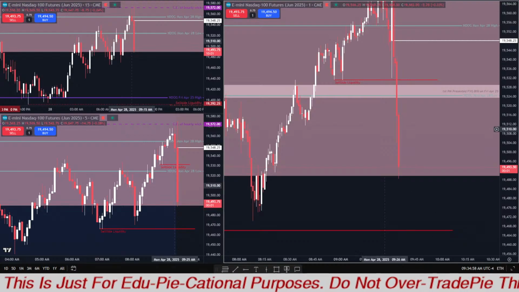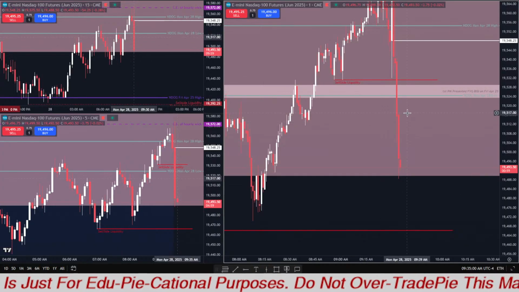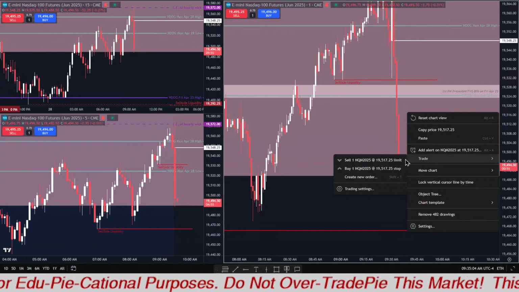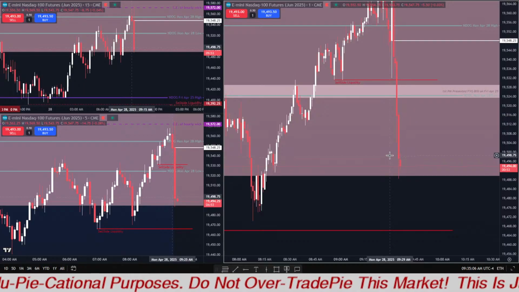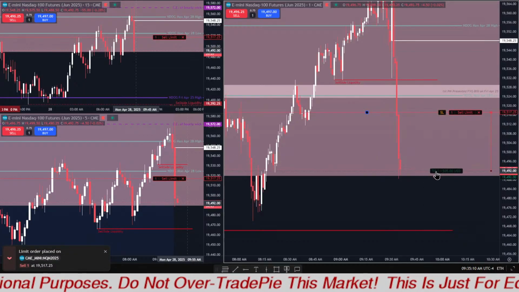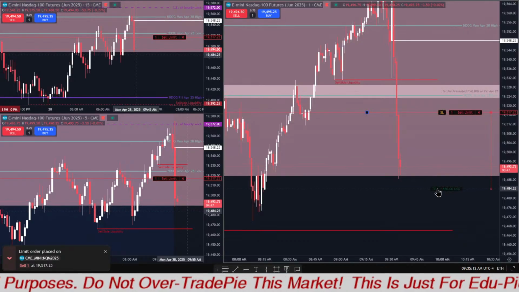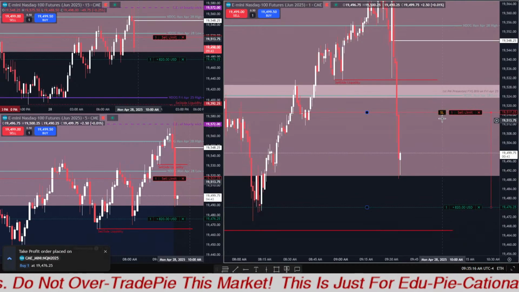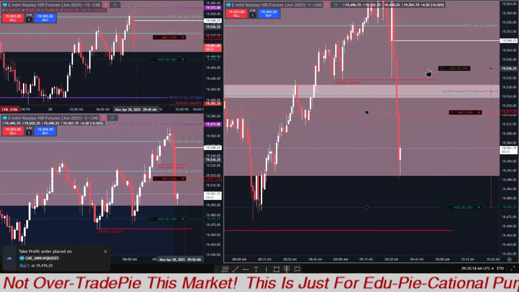So far the market only started going lower. I'm setting a sell position over here, and let's see if the market reaches to fill my order, the target, and my stop loss.